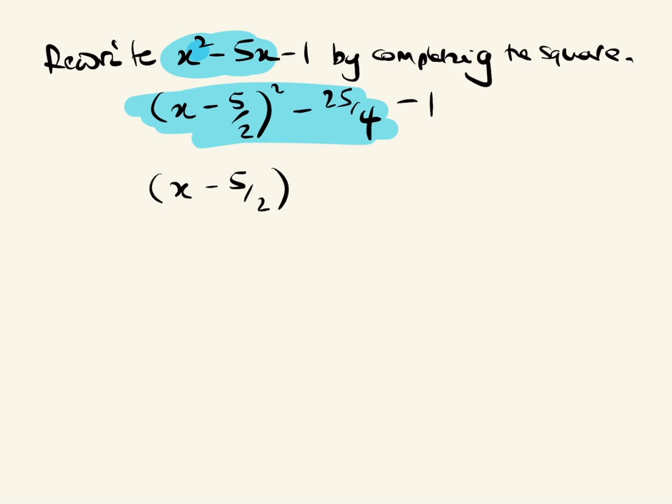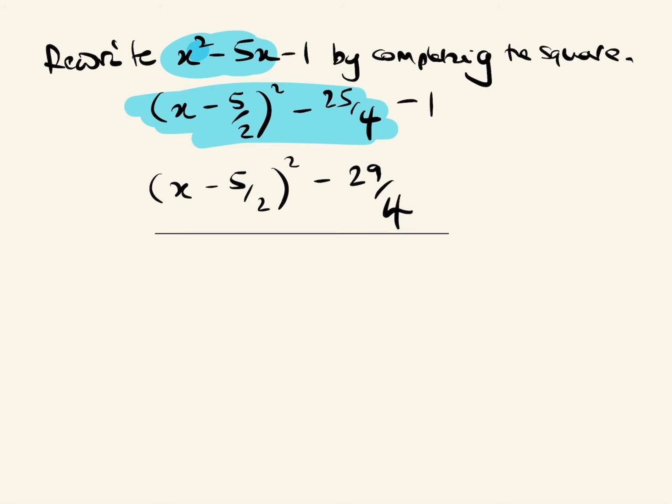So x minus 5 over 2 squared, and then we've got our minus 25 over 4 minus 1, so that's going to be minus 29 over 4. And there we have our complete the square form of this.